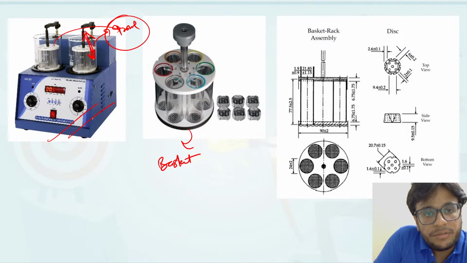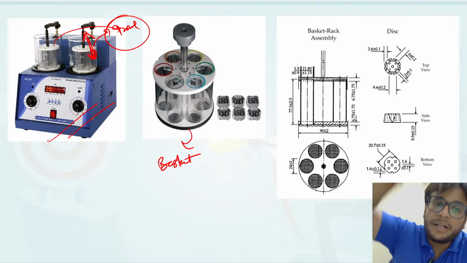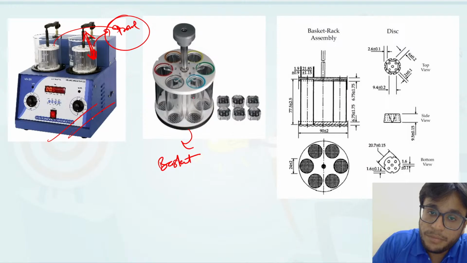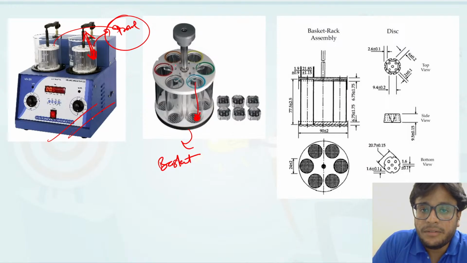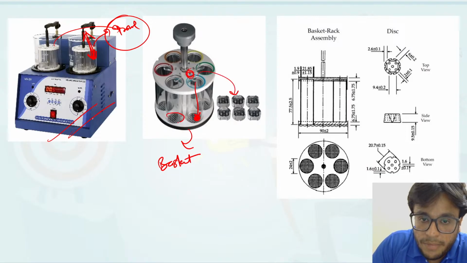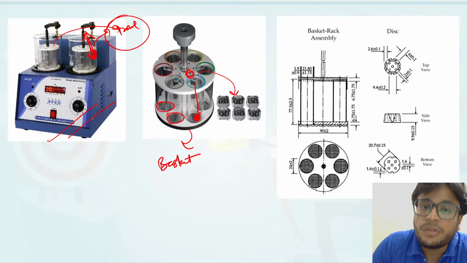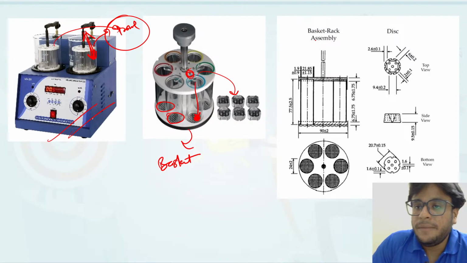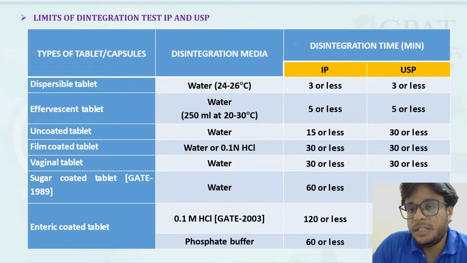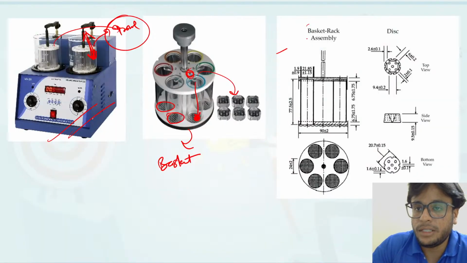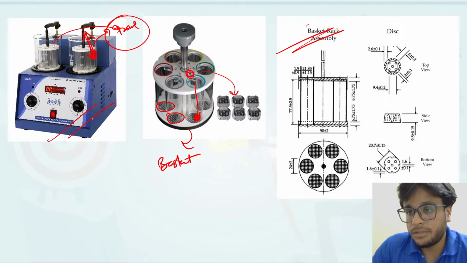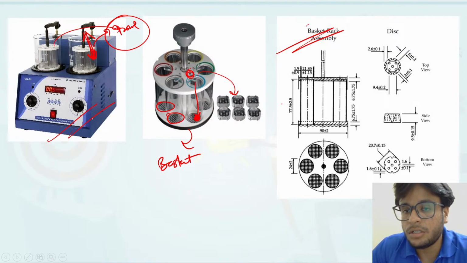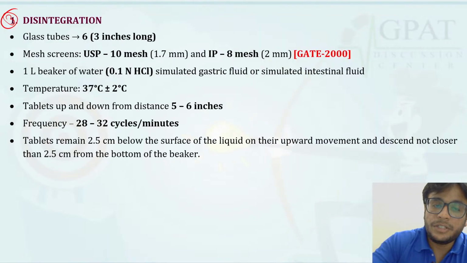Okay, so we have to set the RPM at which it will move in the forward and backward direction, and we have to place the tablet through here to here. How many baskets are there? 1, 2, 3, 4, 6. So there are 6 baskets here, and there is a small mesh present at the end of each basket having a particular mesh size. This is the basket rack assembly, the different parts of that particular disintegration apparatus. So they are showing the configuration of the disintegration apparatus.